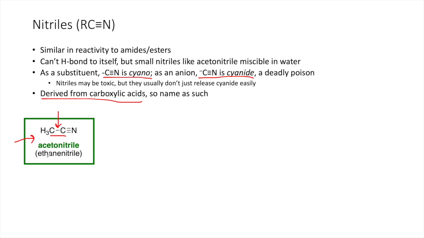If we're naming it IUPAC style, it's ethanenitrile. So not too clever or elegant, but that is how IUPAC does it. So just name the 2 carbons ethanenitrile, no space.